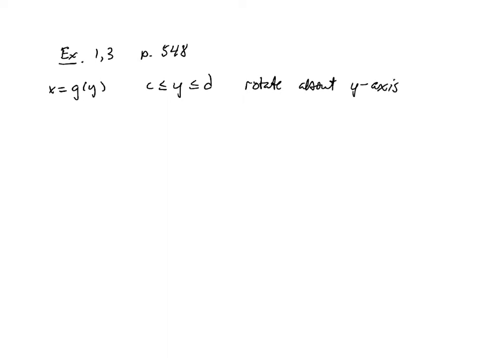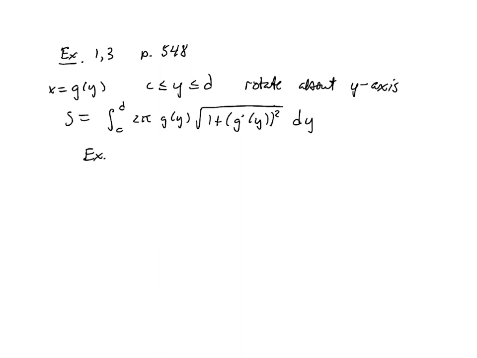This is all perfectly symmetrical, so the surface area formula we would get in this case is the integral from c to d of 2 pi g of y times the square root of 1 plus g prime of y squared dy. And you can see an example like this one, example 2, in the section. This is the end of the very short video on section 8.2, area of surfaces of revolution.